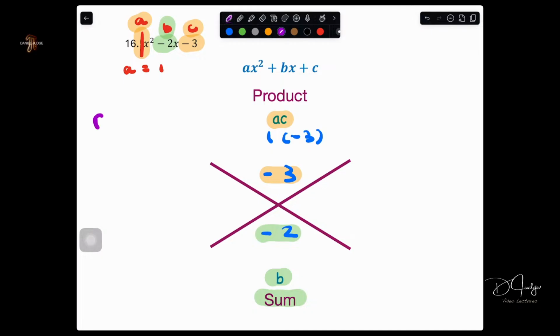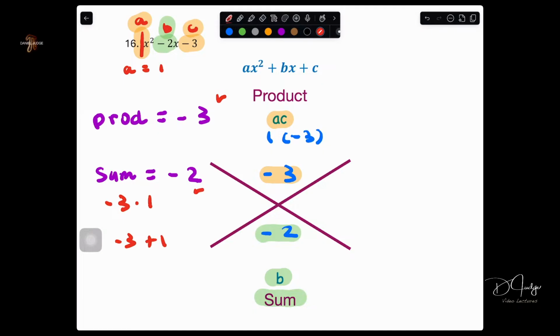Two numbers. Product needs to be negative 3, but the sum also needs to be negative 2. Two numbers. All right, let's think about this. Negative 3 times 1 is negative 3. Negative 3 plus 1 is negative 2. So the numbers are negative 3 and positive 1.